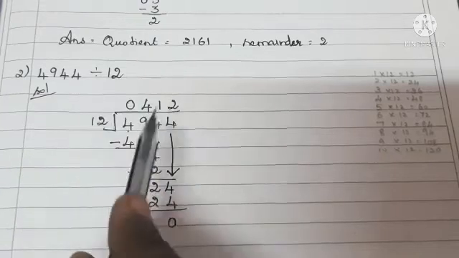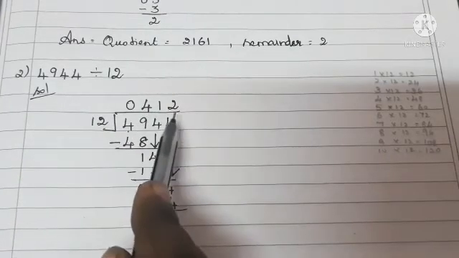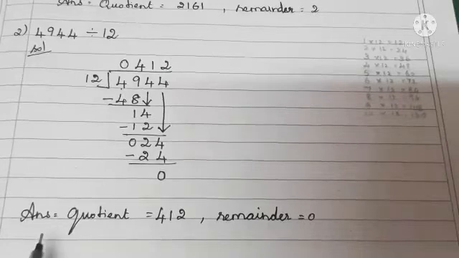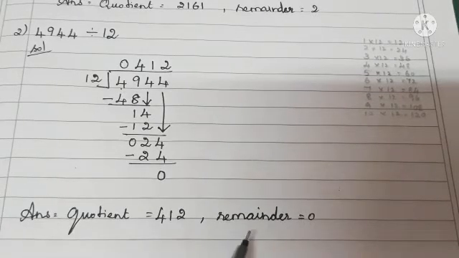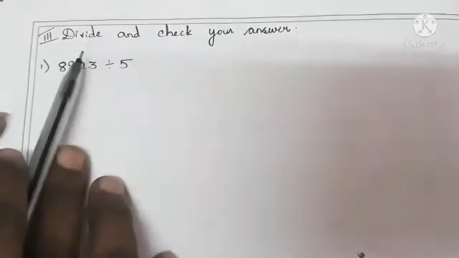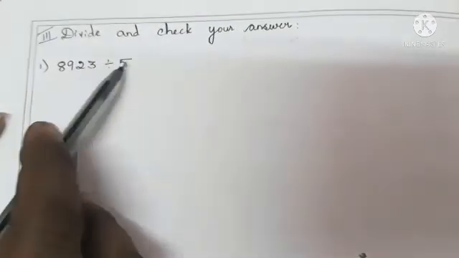If you divide 4944 by 12, you will get the quotient 412 and the remainder 0. So we can write the answer: quotient is equal to 412 and remainder is 0. Children, next, the third Roman number: divide and check your answer.